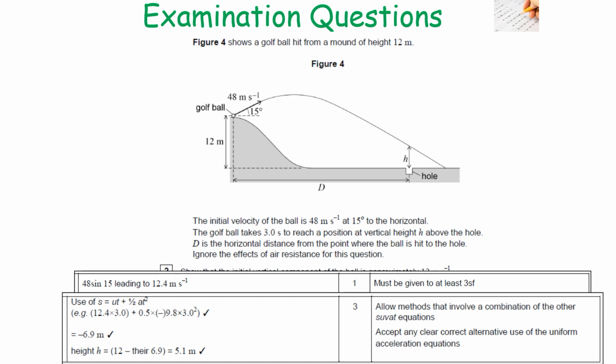So you pop your numbers in for u, because you know it's 12.4 from the previous question, times by the time given, which is 3, plus a half, times by our acceleration, which is minus 9.81, multiplied by time squared, which is 3 squared, so our answer is minus 6.9. So when we start our answer off at 12 and it's lost 6.9, therefore it's now at 5.1 meters.